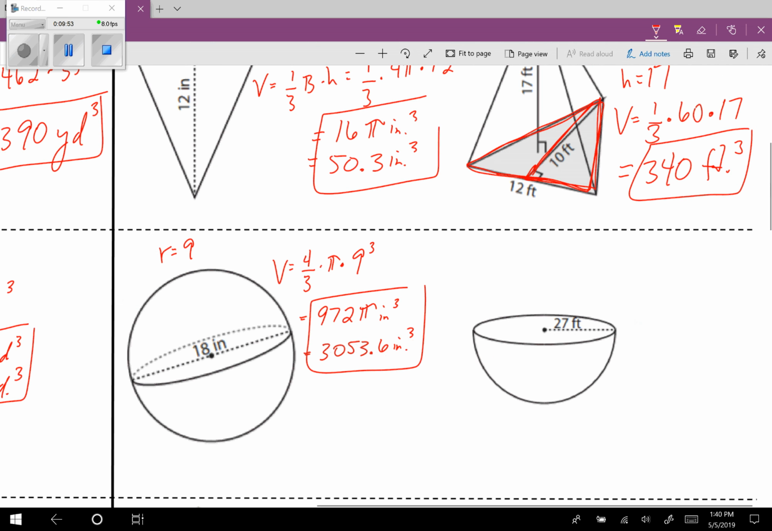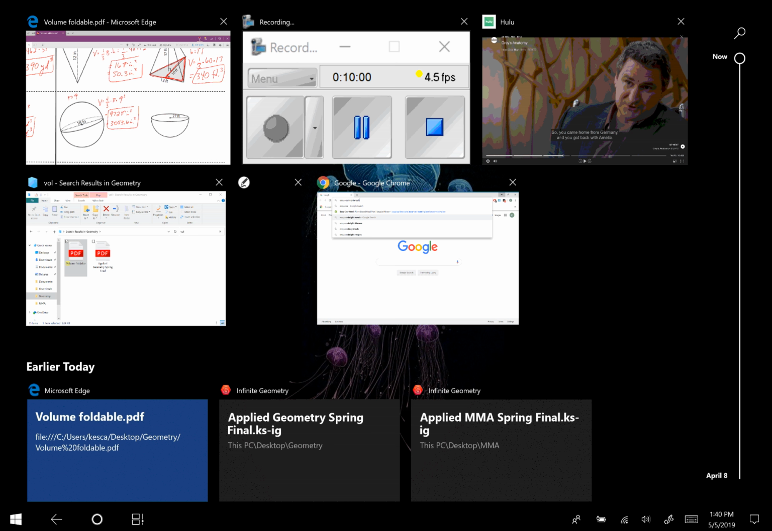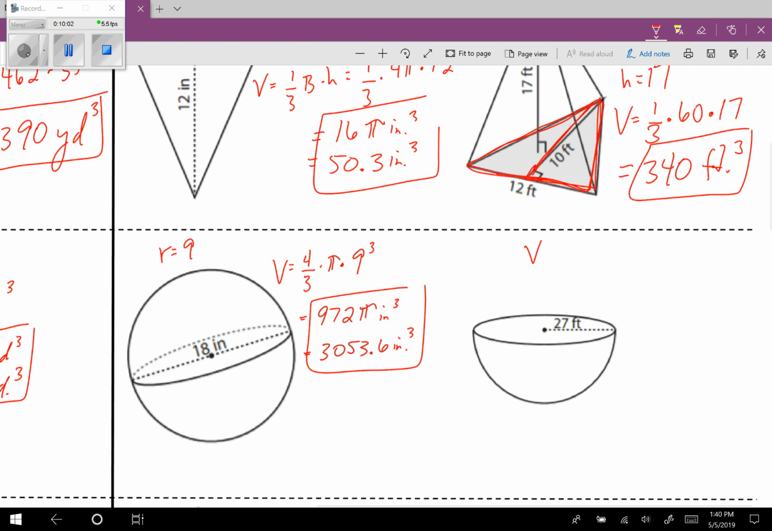Okay, the last kind we have here, this is a hemisphere. A hemisphere is only half a sphere. So basically, you take the volume of your sphere and you divide it by 2. So our radius is 27. So we have 4/3 times pi times 27 cubed. And since we only want half the sphere, we divide this by 2.